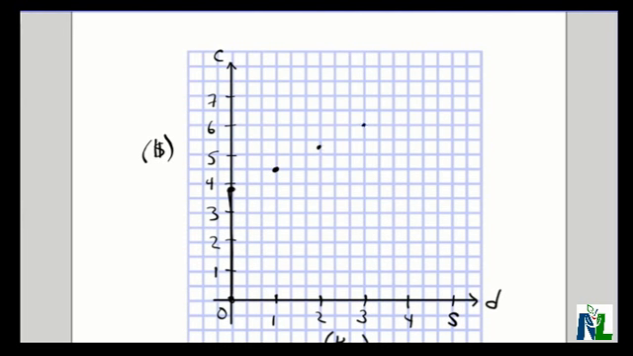So I can see here, if I was going to connect these points, I could use a straight line, and then I could use that line to further predict more values on my graph. Okay, so these points do represent a linear pattern.